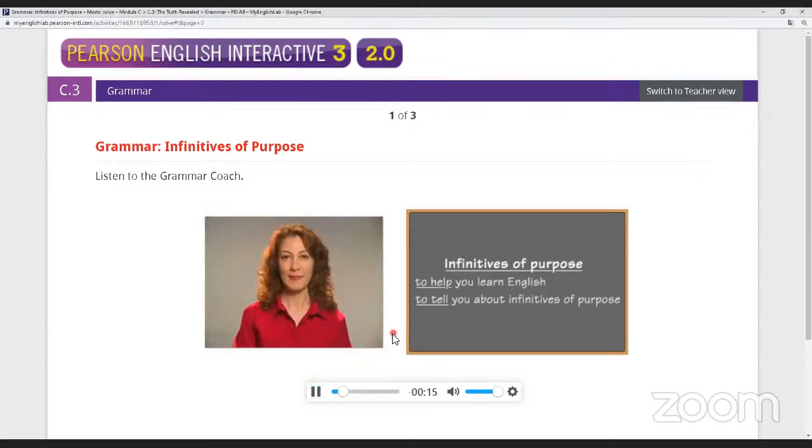Hi, it's me again, Emily. Here's a question for you. Why do you need a grammar coach? You need a grammar coach to help you learn English. And today, I'm here to tell you about infinitives of purpose.